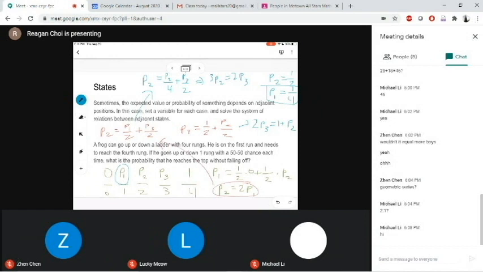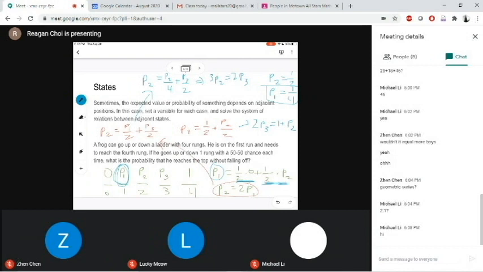So if the frog is on rung 1, the probability is dependent on whether he goes down or up. So P1 is the current probability, equal to half times 0, because there's a half chance that you go down, and if you go down, the probability that you reach the top is 0 because you fell off. And there's also a half chance that you go up, and if you go up, then there's a P2 chance that you get to the top by definition.